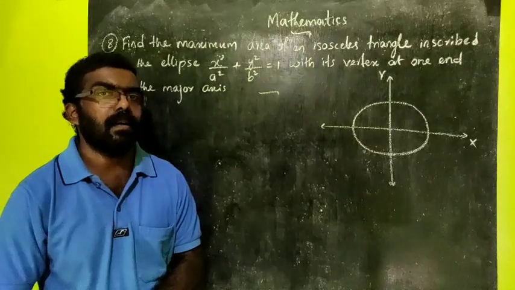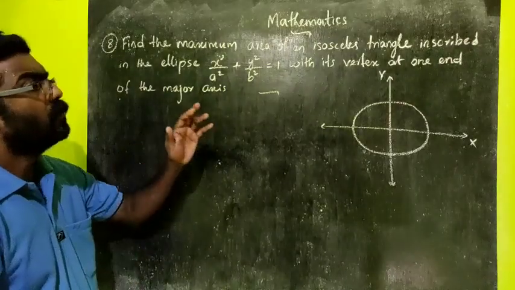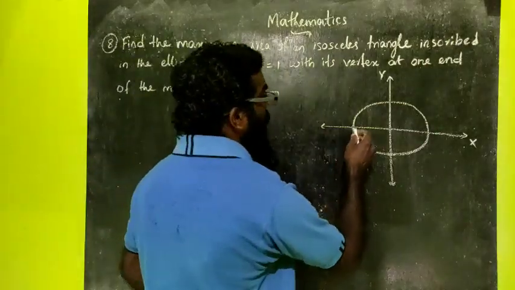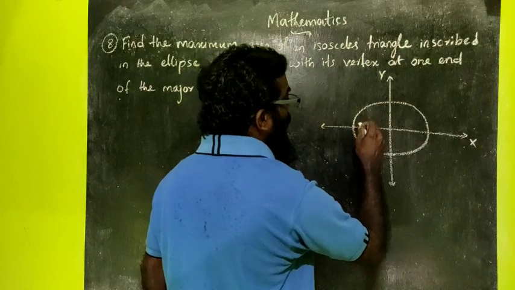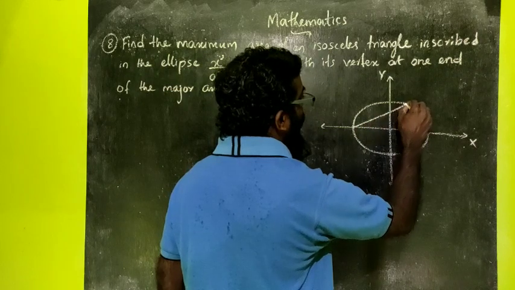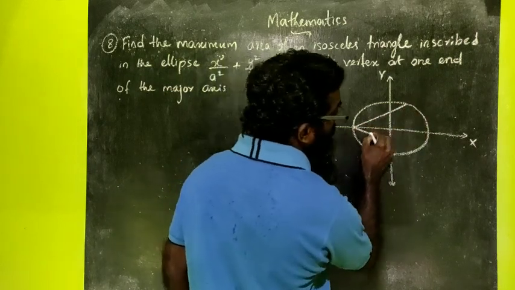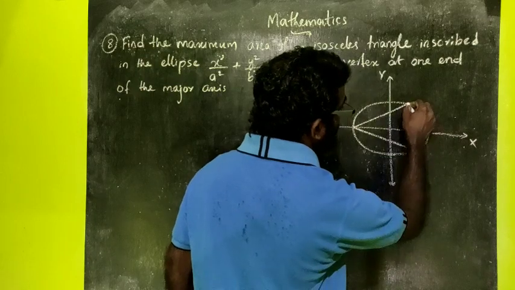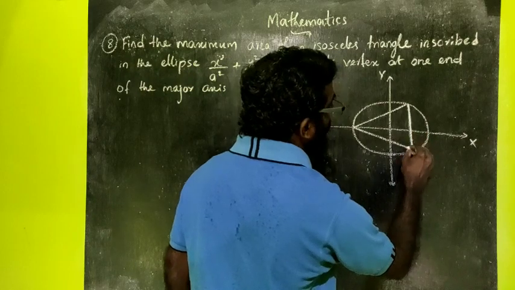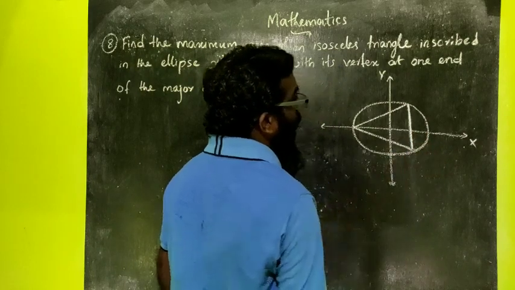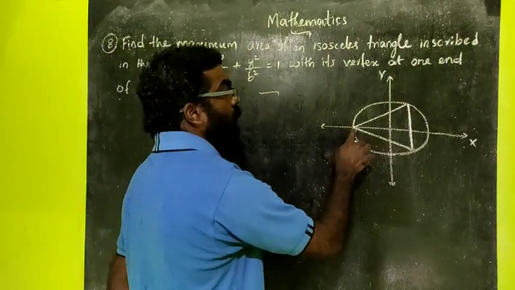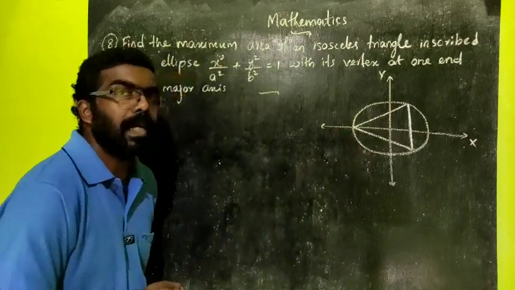Here an isosceles triangle is inscribed in the ellipse with its vertex at one end of the major axis. Here I take the left end. So here we can draw a triangle, an isosceles triangle. Okay, so this is an isosceles triangle with one vertex at the end of the major axis.